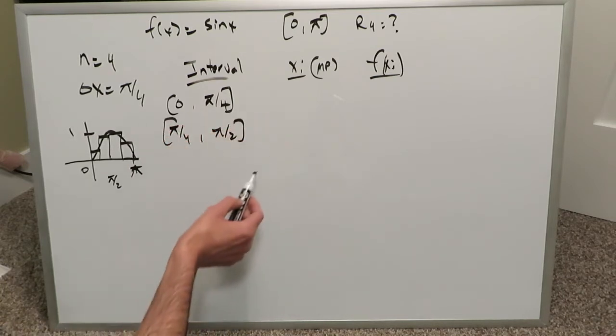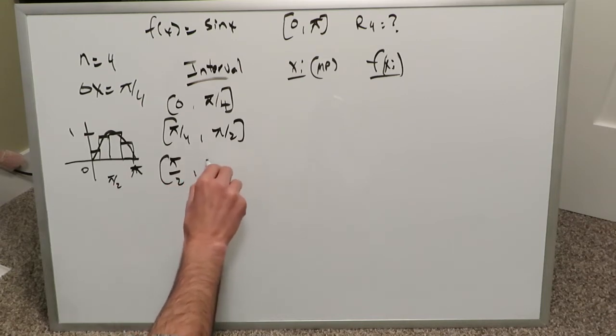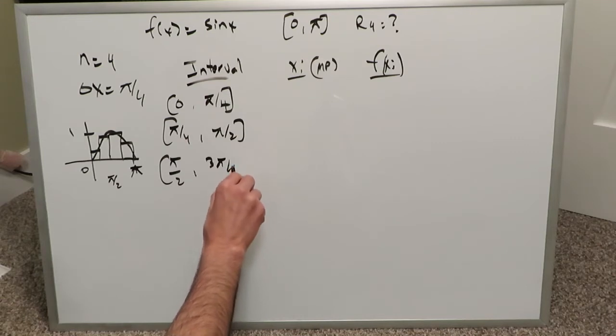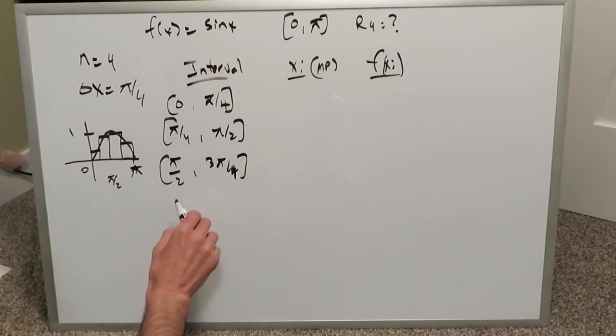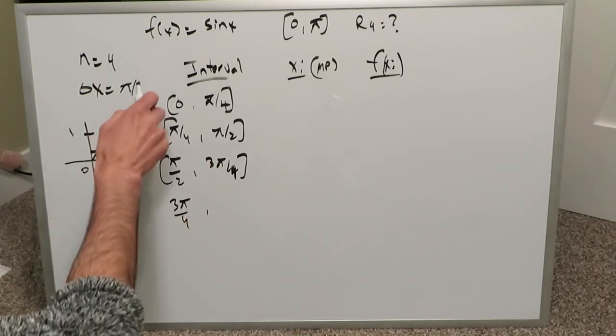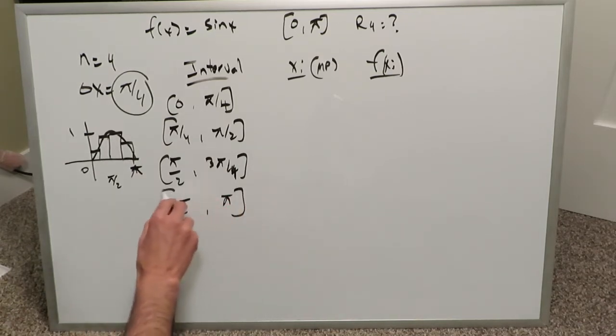You can write intervals in any way you want. I'm just writing it here. Pi over 2 to 3 pi over 4 will be my next interval. And lastly, we'll have 3 pi over 4, because here I'm going up in terms of pi over 4. See, we're going up in terms of pi over 4s. And then 3 pi over 4 to pi represents my fourth interval. You can see everything here is in a difference of pi over 4.